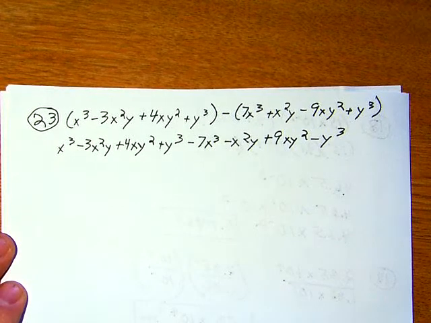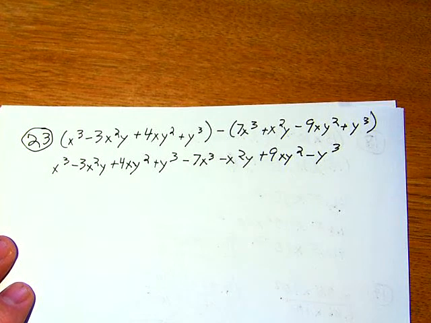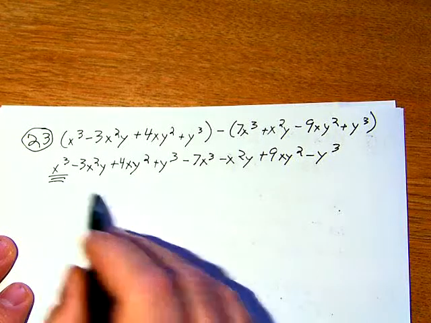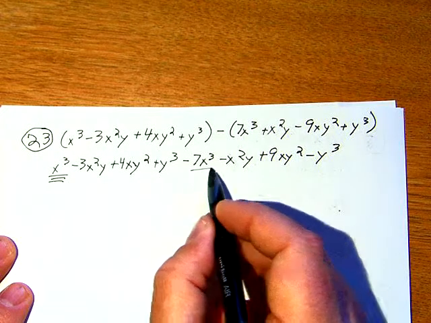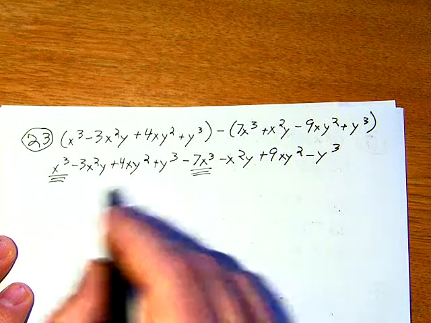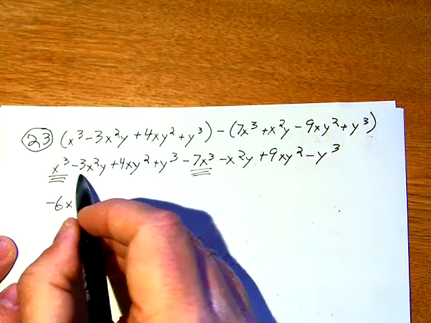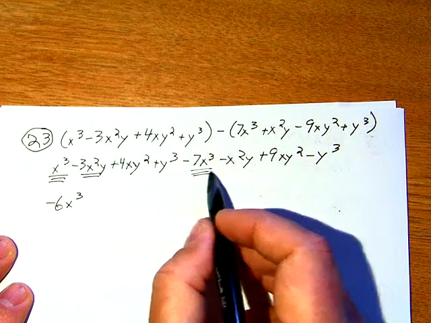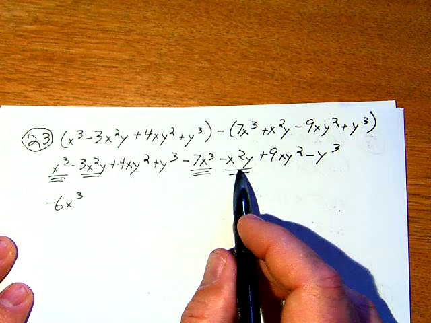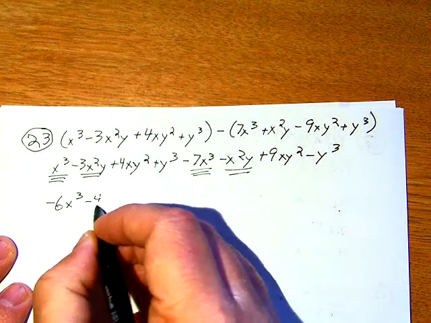So now I'm going to do it in descending order of x. We've got x to the third, and there's another x to the third. So we've got x to the third minus 7x to the third, which is minus 6x to the third. So now here's an x squared y, so minus 3 minus 1 is minus 4.